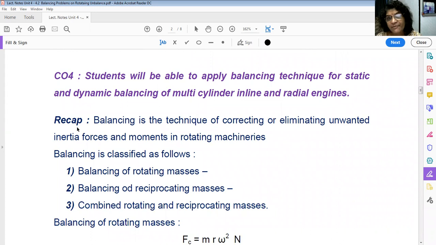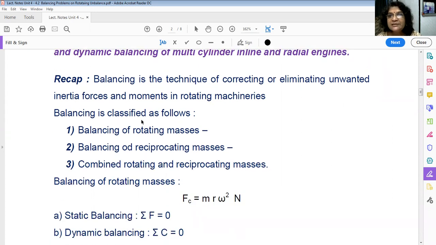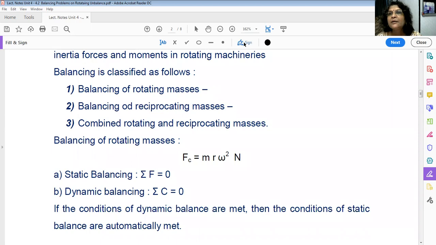Let us see the recap. What we have learned in earlier lecture. So we have seen what do you mean by balancing. It is the technique of correcting or eliminating the unwanted inertia forces and moments in rotating machineries. So balancing is classified into two categories: balancing of rotating masses and balancing of reciprocating masses. And the third category is a combination of these two.